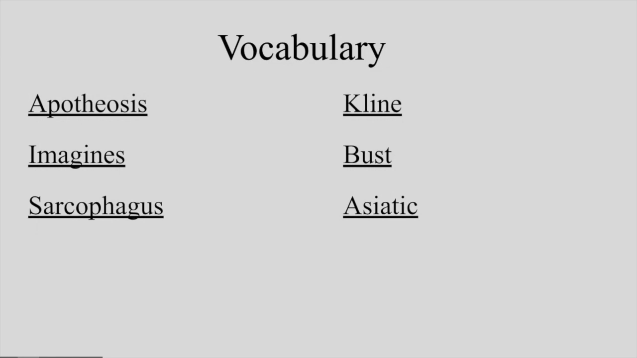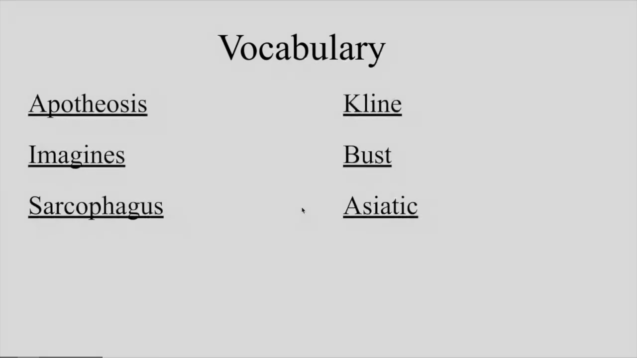The next vocab word is klinē, which just means a couch or funerary bed. And then the next word is bust, which is the upper part of a human figure, which typically only shows the head and shoulders of the subject. Lastly, Asiatic, which just means derived from Asia.